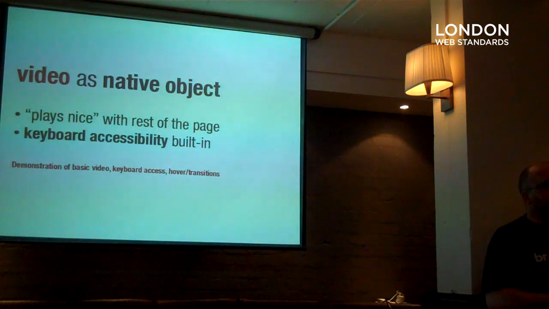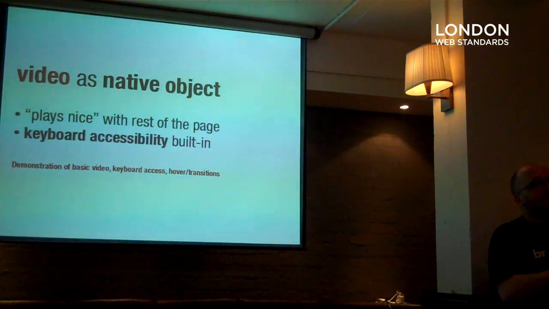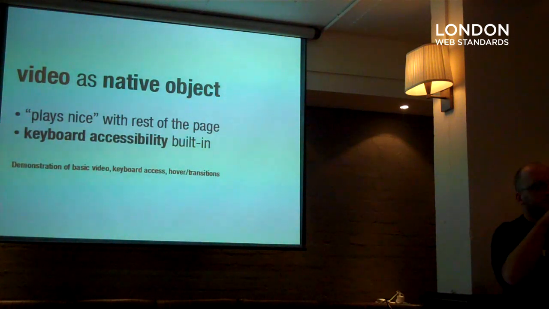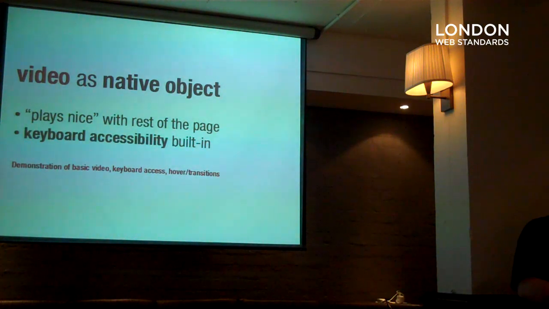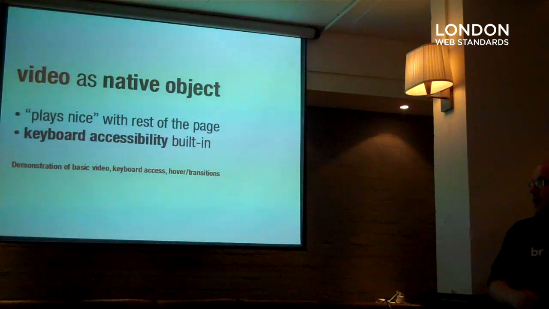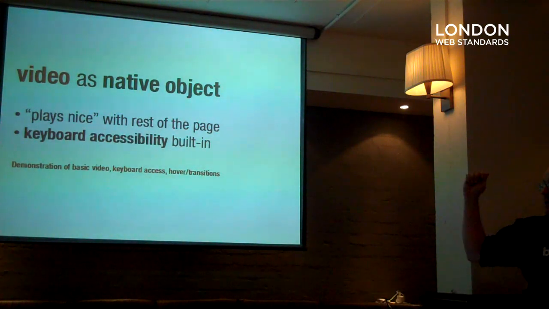With video as a native object, the browser itself understands what's going on in that space, and it can also draw certain kind of parameters from it, which we'll see in a second as well. And it basically has more control over what's happening in that part of the page. One of the things that I mentioned already is, say, keyboard.